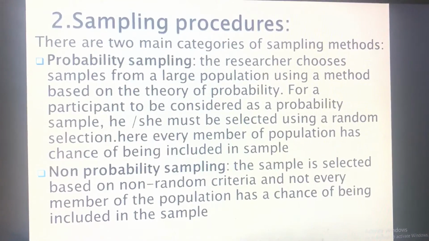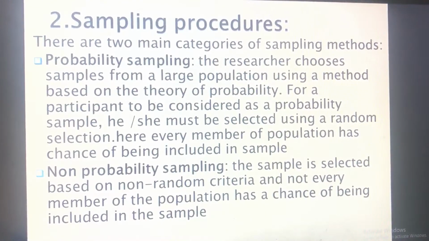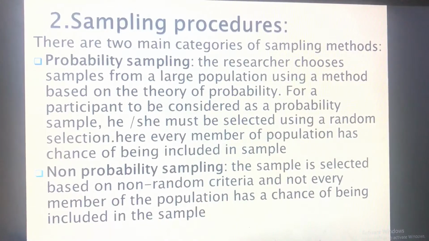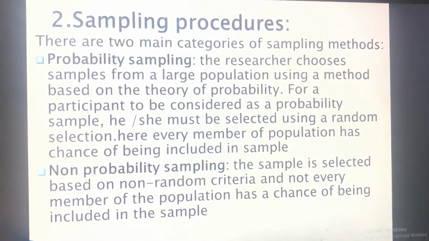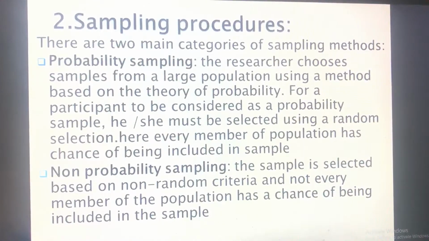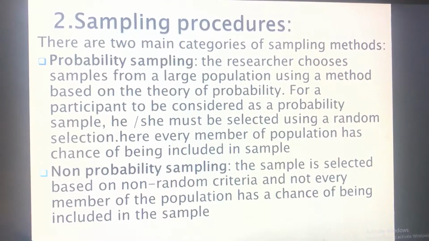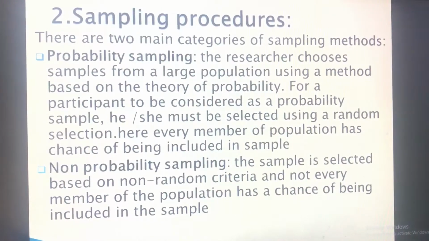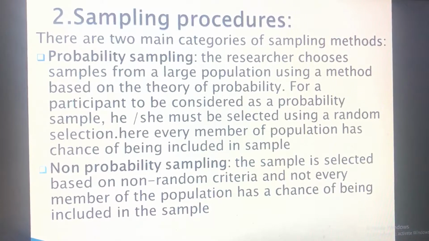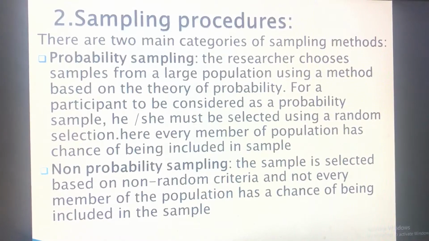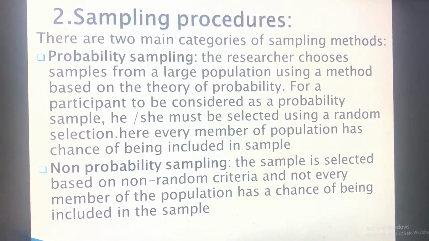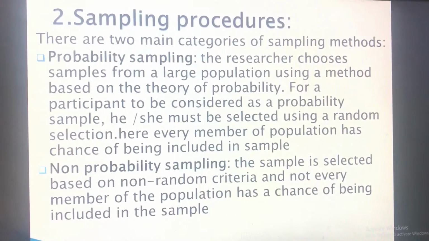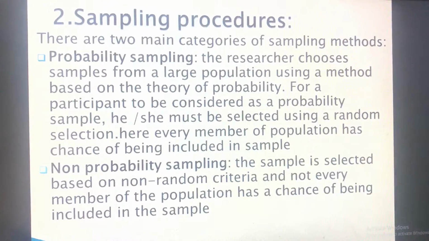Non-probability sampling. For this method, the sample is selected based on non-random criteria, and not every member of the population has a chance of being included in the sample. Most research uses probability sampling because it is where we are sure that the sample taken can represent the whole population.